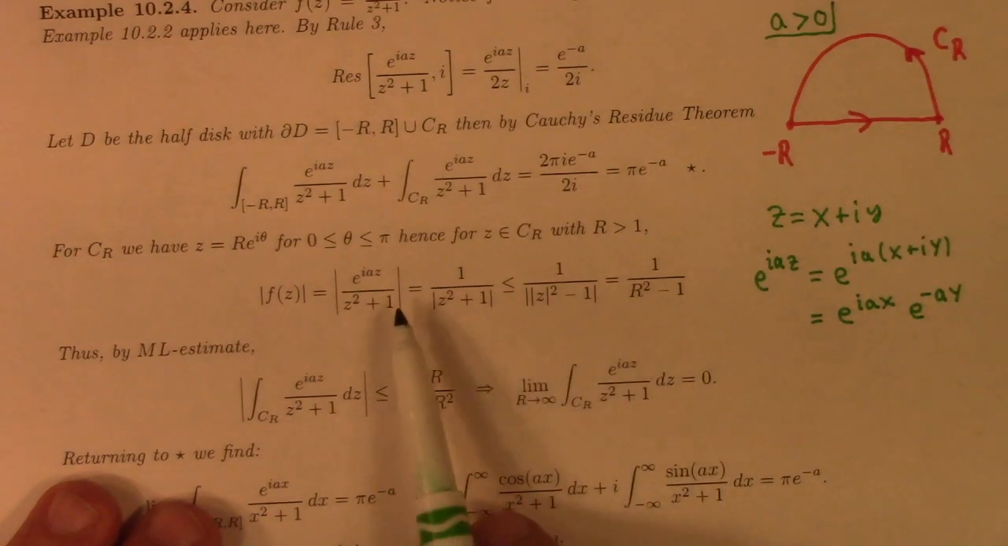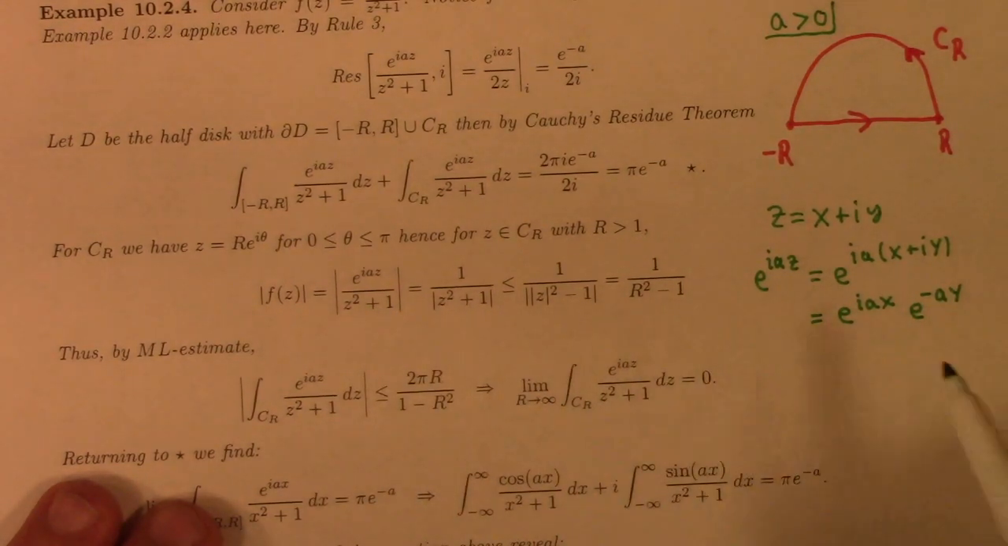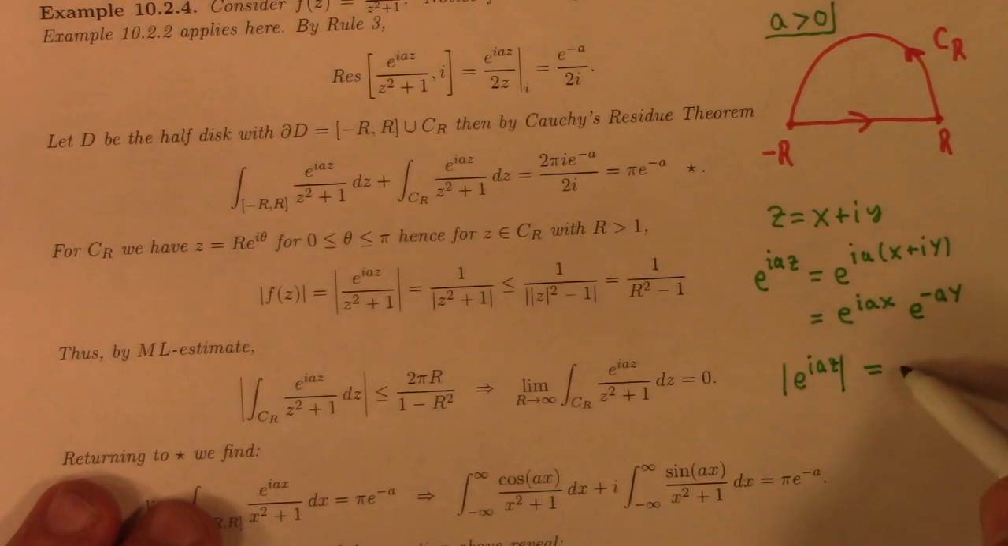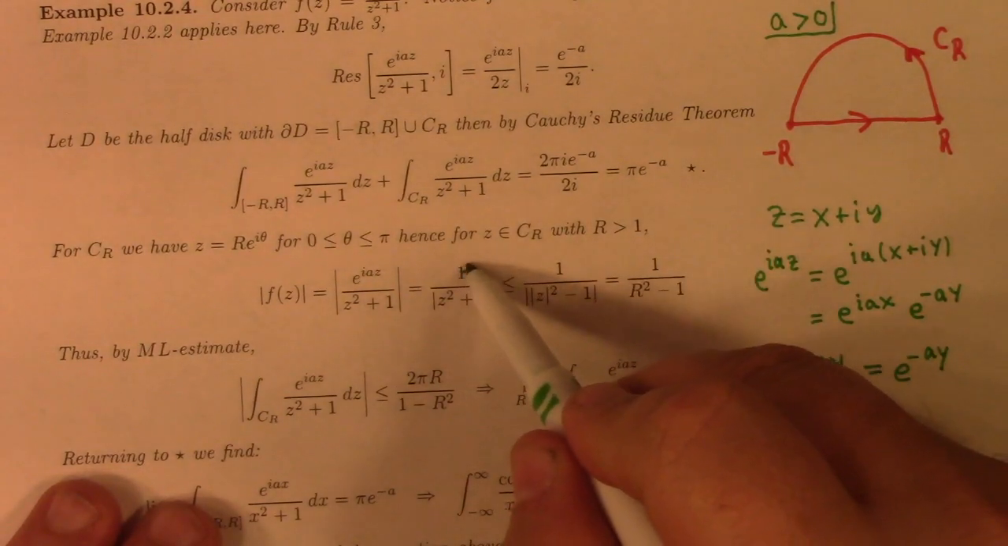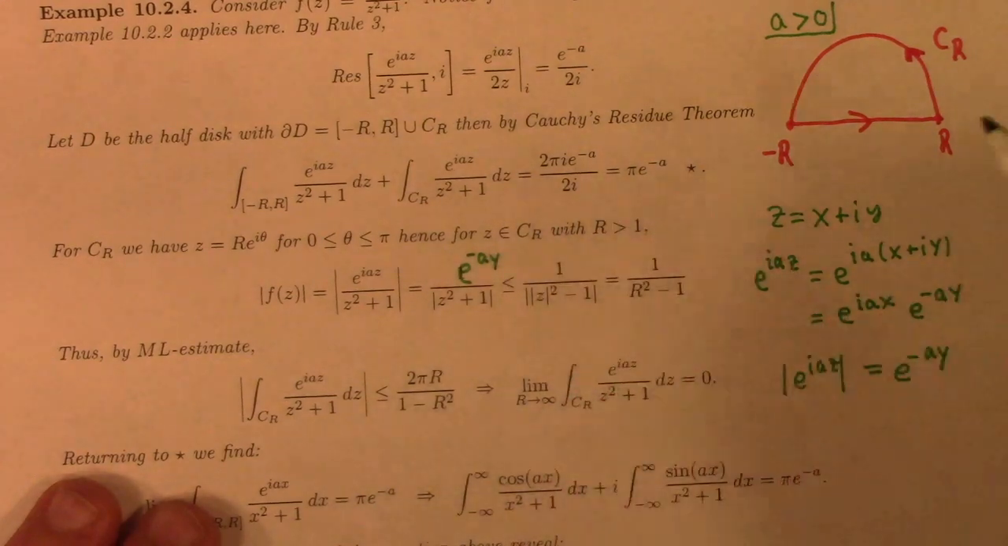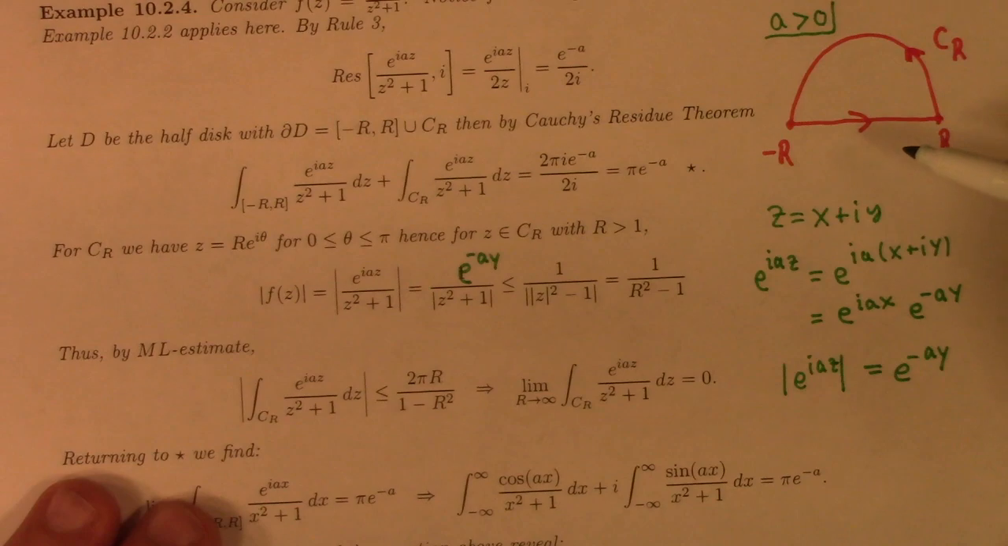In that case, when I take the modulus of e to the iaz, it's actually going to be equal to e to the minus ay. I hope I'm in frame right now. Yeah, I'm in frame. Woohoo! So that puts an e to the minus ay right there. Right? And what's the biggest that can be?